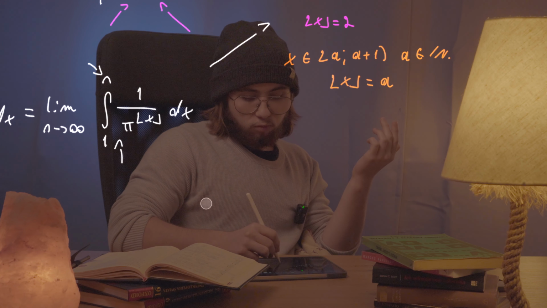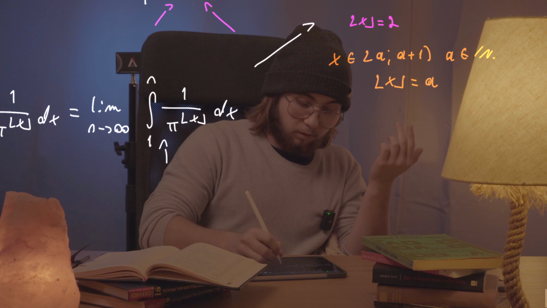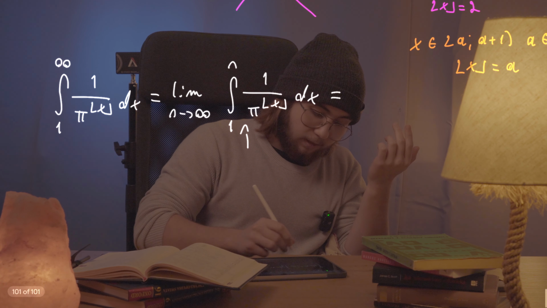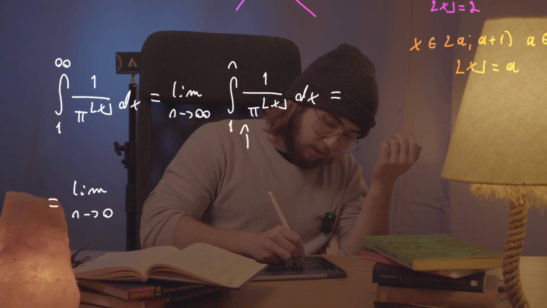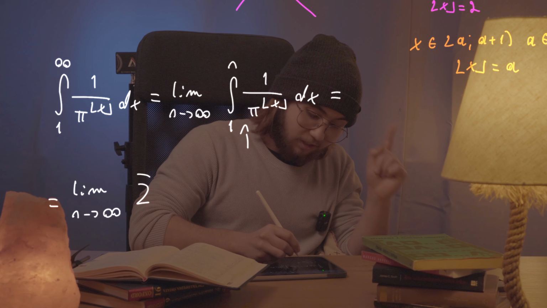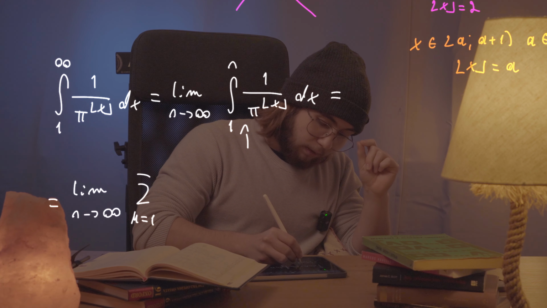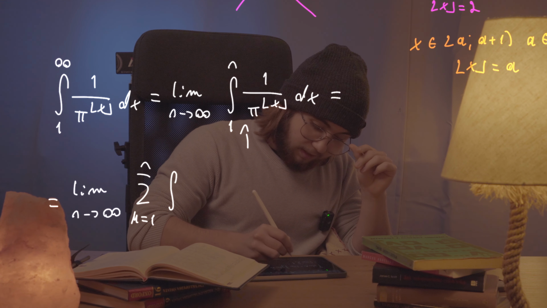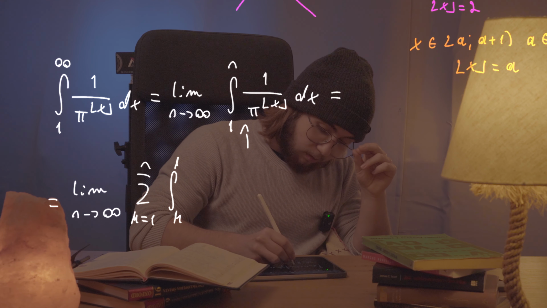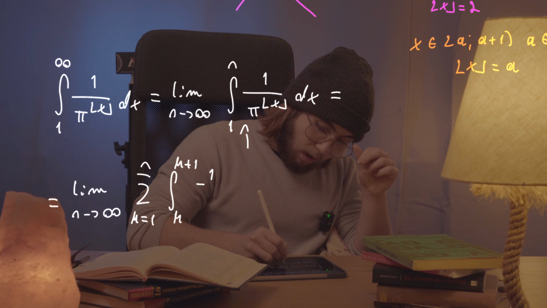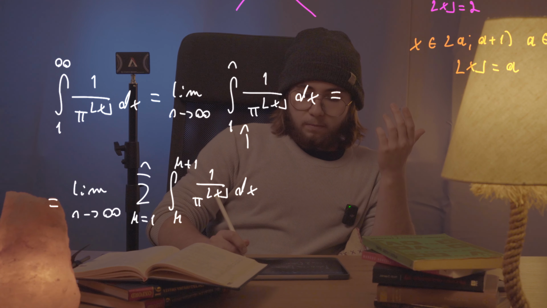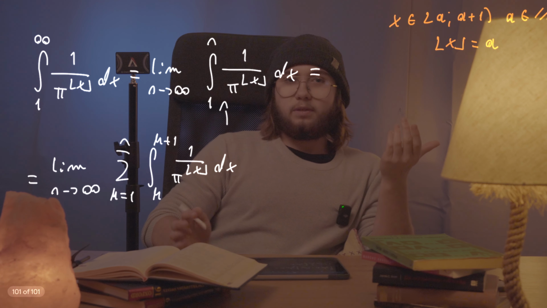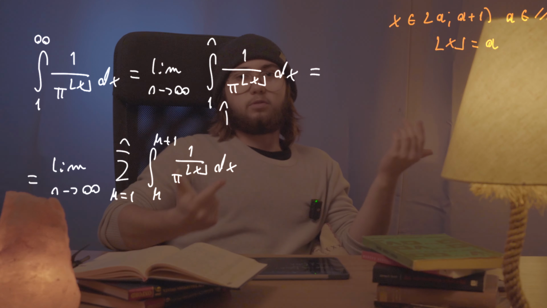So we can go on and rewrite this entire integral we've got right over here. That is going to be equal to the limit, once again, as n approaches infinity of the sum from k equal to 1 up to n of the integral from k up to k plus 1 of 1 over pi to the power of the floor of x with respect to x. But now, what is the floor of x between k and k plus 1, where k is a natural number?